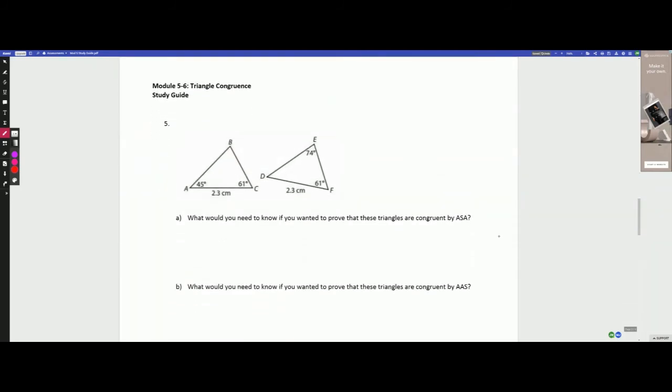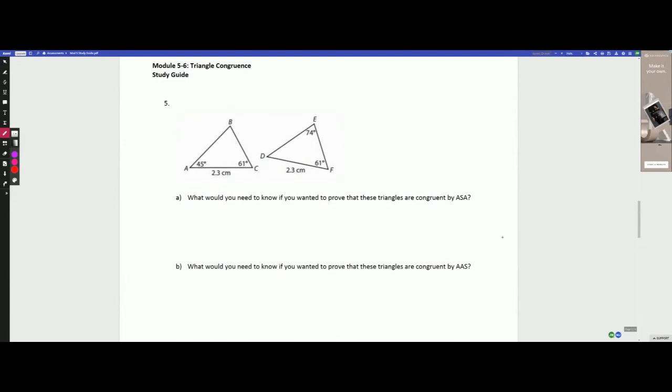All right, let's see. So number 5, what would you need to know if you wanted to prove that these triangles are congruent by angle, side, angle? Okay, well, let's see. We have an angle here. We have an angle here. We have an angle here. We do need to know the angle for angle B there, right? Ooh, I just realized we have an angle here with an angle here, and we have a side given to us. We have a side given here and an angle given there, and let me erase the rest of it so you know exactly what I'm talking about. I already see this, okay?